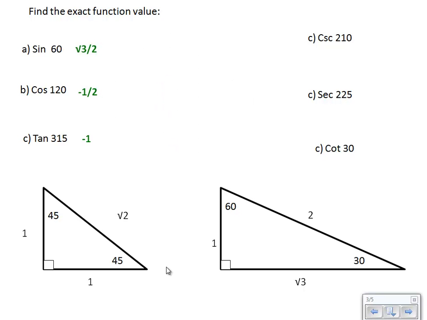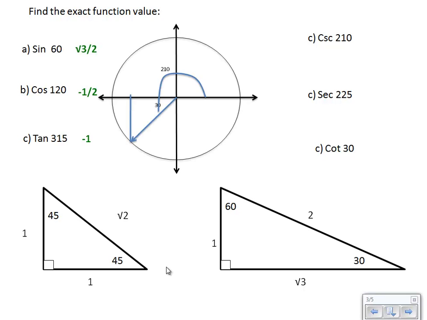Cosecant of 210. Once again, I don't have a 210 down here, so I have to do a reference angle. I'll go 210 degrees, and I'm always measuring off the x-axis, so my reference angle is 30. Cosecant is sine flipped. So if sine is opposite over hypotenuse, cosecant is hypotenuse over opposite. And it's negative 2 because once again I'm in the third quadrant. Only tangent is positive in the third quadrant. So therefore cosecant is negative.